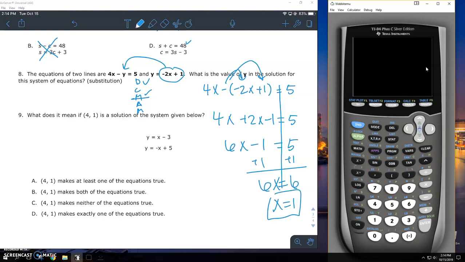Okay, now that I know that x equals 1, I can go ahead and plug that in because I want to solve for the value of y. So I'm going to say y equals negative 2 times 1 plus 1. Negative 2 times 1 is negative 2, so negative 2 plus 1 equals negative 1, so y equals negative 1.